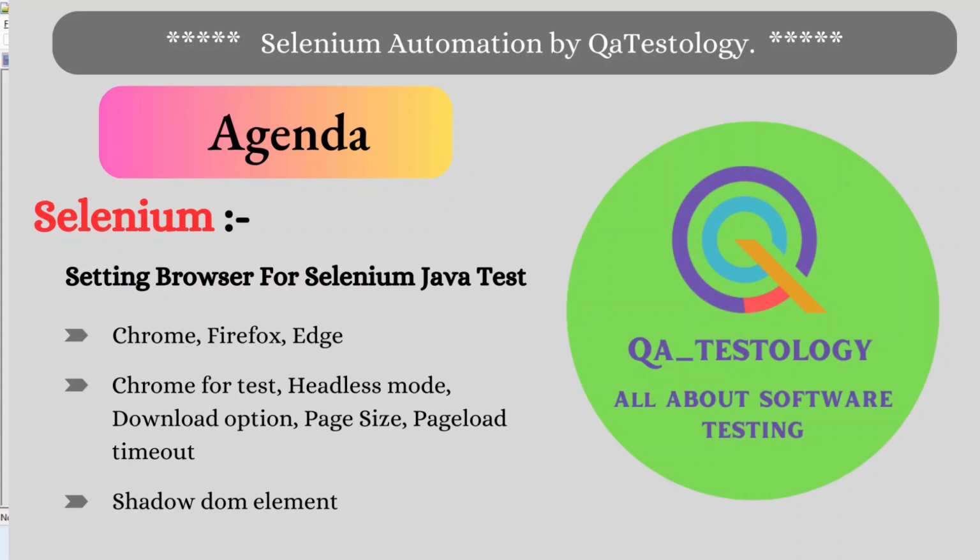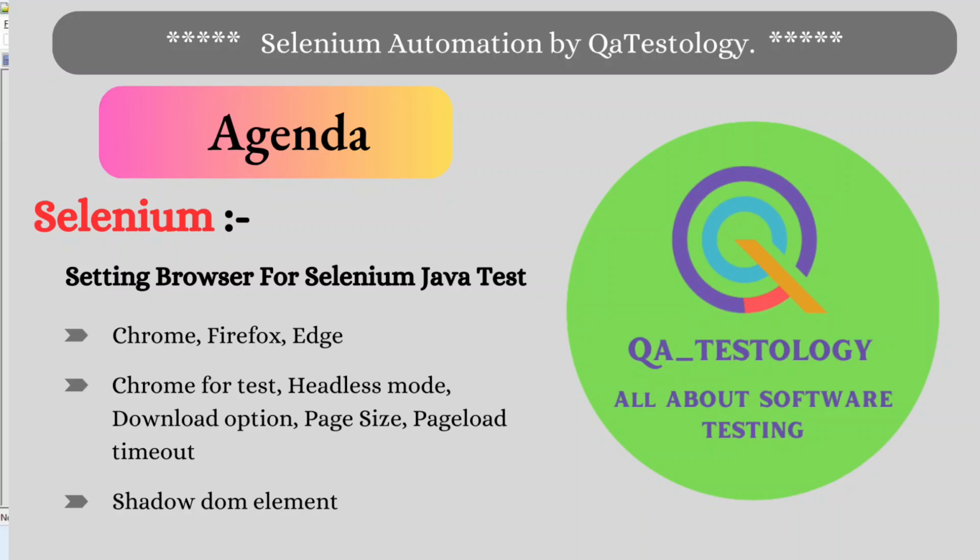So Chrome has a dedicated version of Chrome browser for testing purposes that we should utilize. We'll talk about headless mode, why we should use it, when to use this. We'll talk about download option, page sizing, page load timeout, and this shadow DOM element somebody has asked. That's why I have added this.